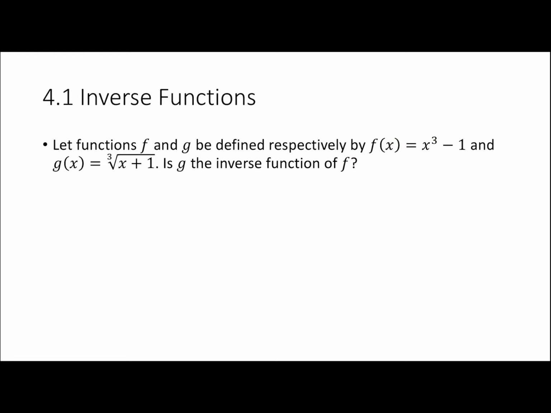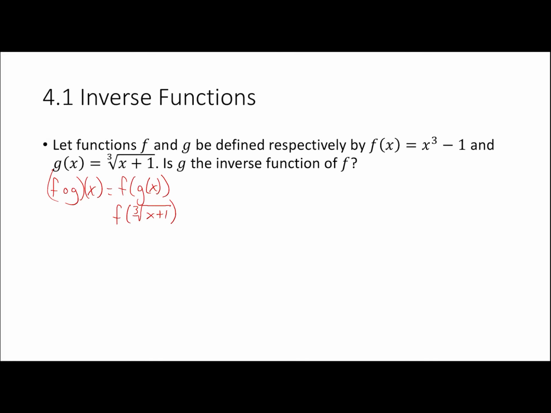So again, we have f of x, which is x cubed minus 1. We have g of x, which is the cube root of x plus 1. And we want to know, are they inverses? So what we're going to do is find f of g of x. Remember that alternate notation, meaning we're going to take function g and put it into function f. So that means we're going to find f of the cube root of x plus 1.